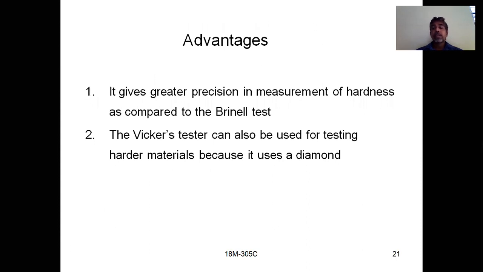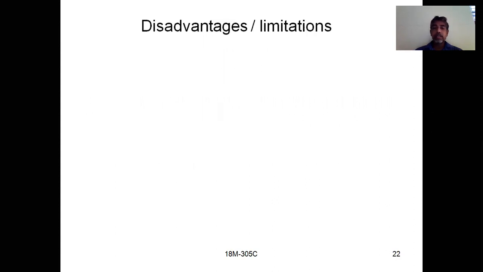So what are the advantages we have discussed? Here we are using a diamond indenter which gives precision values. Compared to your Brinell hardness test, here you will get more accurate, more precise values. And we also use this method for harder materials because diamond is stronger. These are the two advantages of the Vickers test.